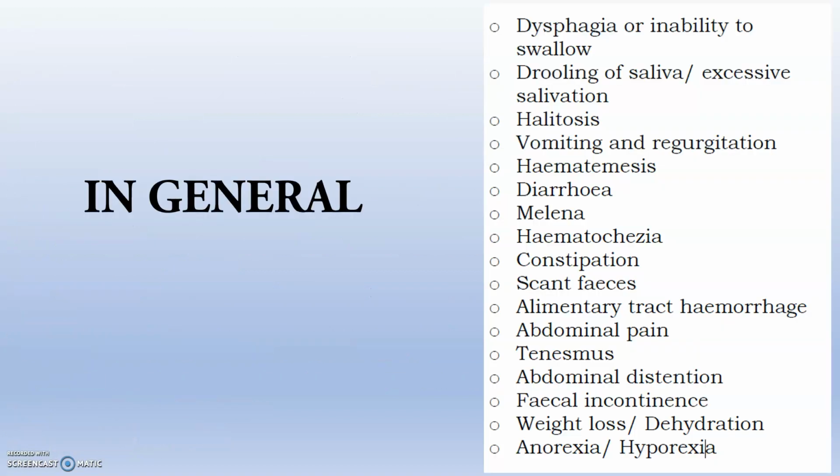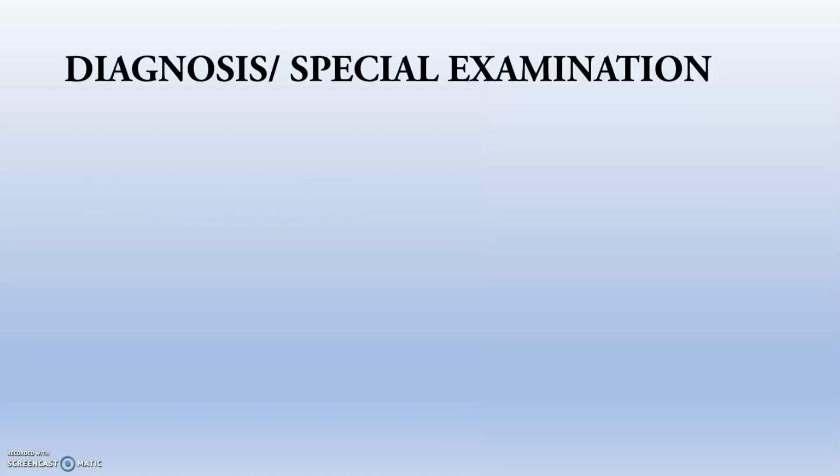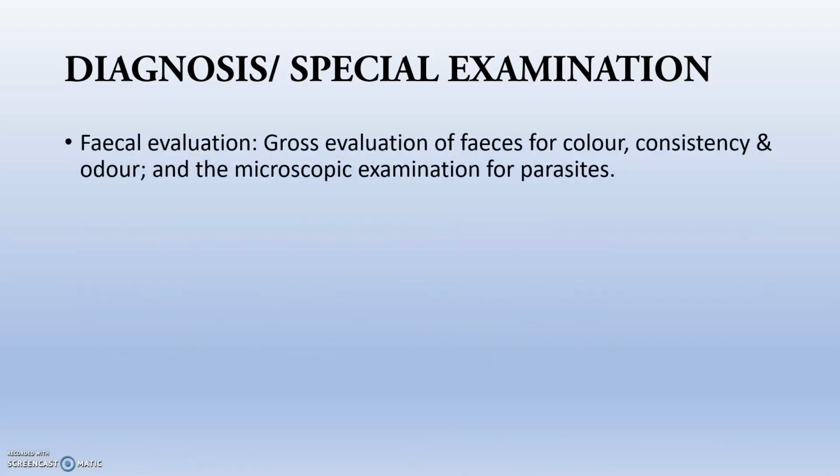So in general, you will be seeing these things: dysphagia, drooling of saliva, halitosis, vomiting and regurgitation, hematemesis, diarrhea, melena, hematochezia, constipation, scanty feces, alimentary tract hemorrhage, abdominal pain, tenesmus, abdominal distension, fecal incontinence, weight loss, dehydration, anorexia or hyporexia. So moving to the diagnosis or the special examination, we will be evaluating the fecal matter.